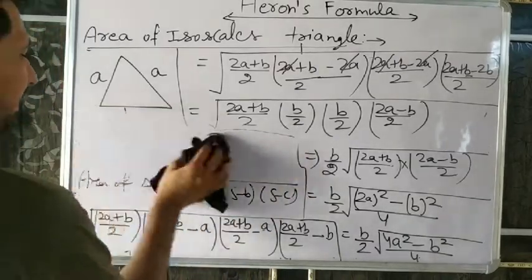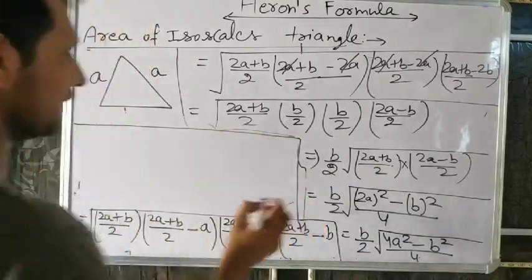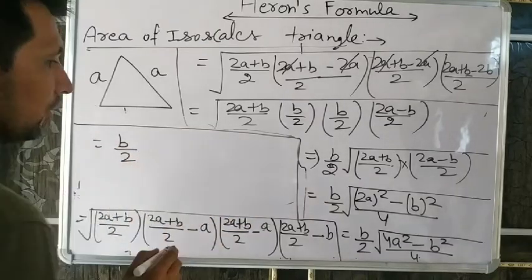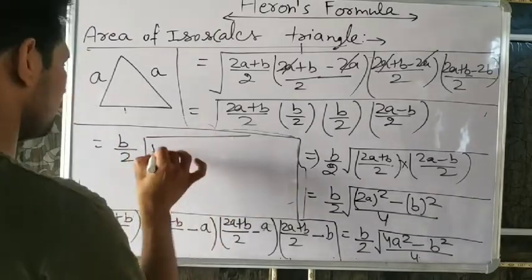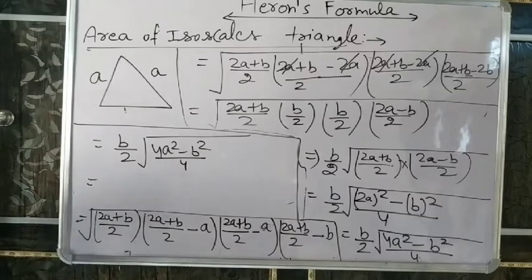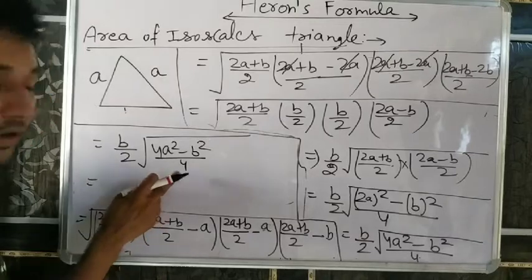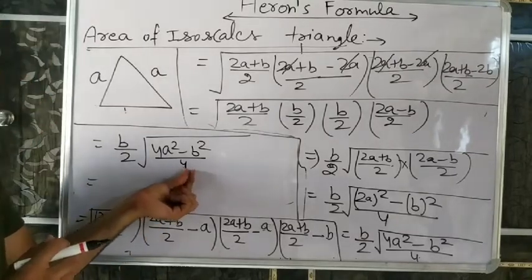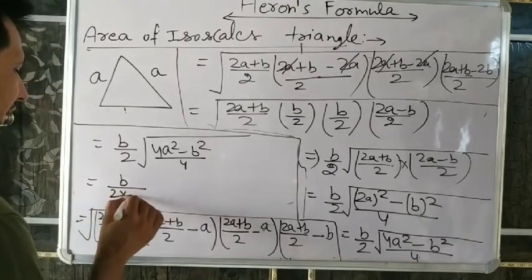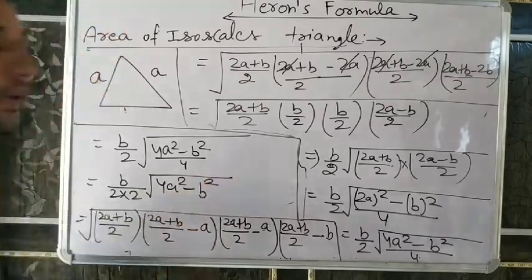I am rubbing this one, the perimeter. So now what remains, what is the area? b divided by 2. Now I am writing this one: 4a square minus b square divided by 4. Now what can we write outside? Yes, it is 4 in the denominator. So 4 comes outside. Square root of 4, 2. So b divided by 2 already here, and 2, and under the root 4a square minus b square.